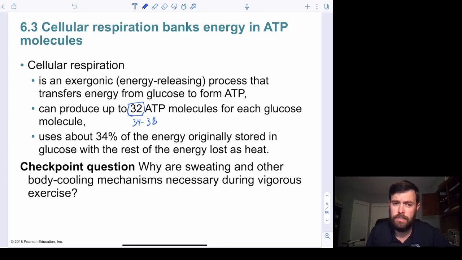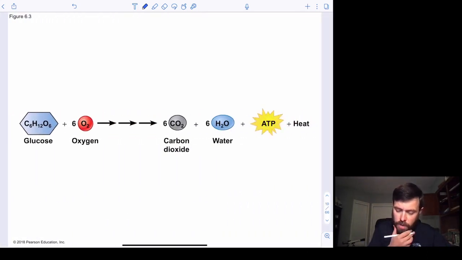It just really depends. It uses about 34% of the energy originally stored in glucose. The rest is lost as heat. So really, this number is all about how efficient capturing and converting that energy is, and so you get all kinds of numbers. Anyway, like I said, now it's 32 to 38 in that regard. So you've seen this equation before. It's just the reverse of photosynthesis. So sugar and oxygen give us carbon dioxide and water, and then we do generate some ATP and some heat energy as well.